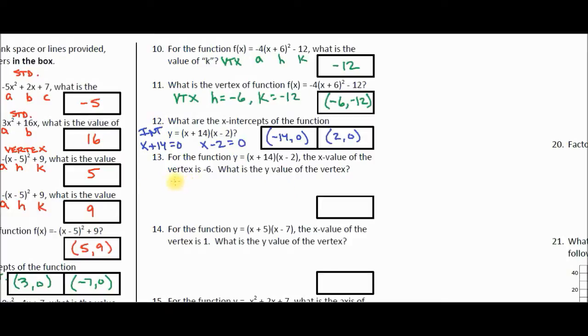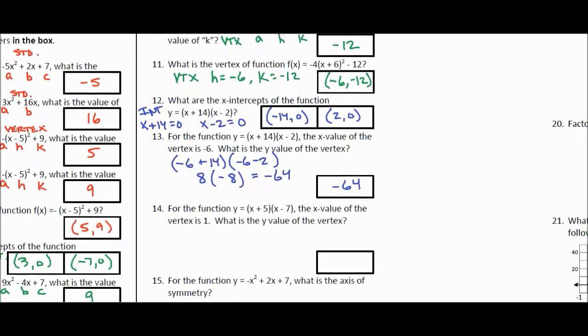So all we're doing here is just taking the x's and replacing them with the x value of the vertex. This is going to be negative 6 plus 14 times negative 6 minus 2. So negative 6 plus 14 is actually positive 8. And we are multiplying that. These binomials are being multiplied together. So 8 is being multiplied by negative 6 minus 2, which is negative 8. And if you multiply that out in your calculator, you will get negative 64. So the y value of the vertex is negative 64.